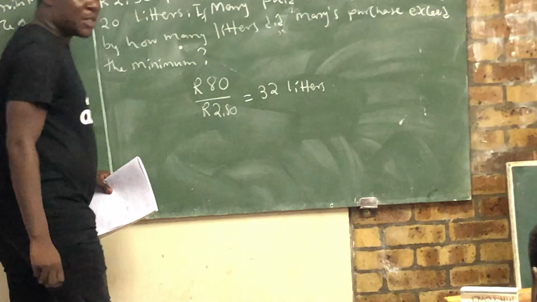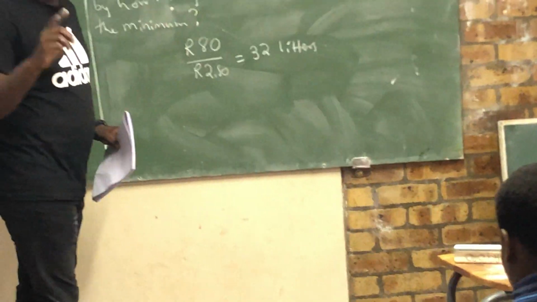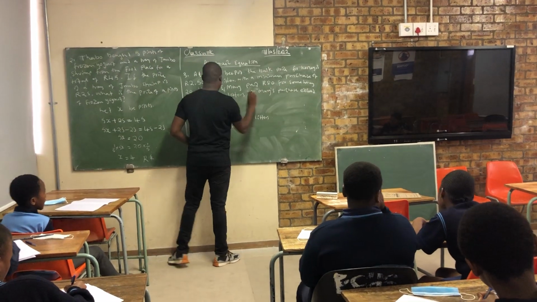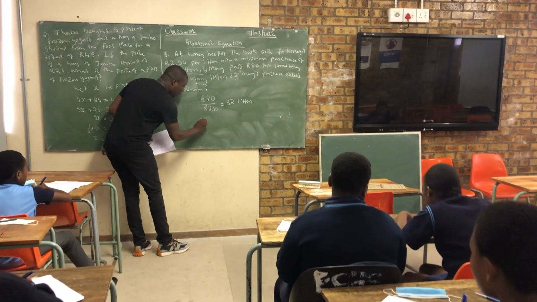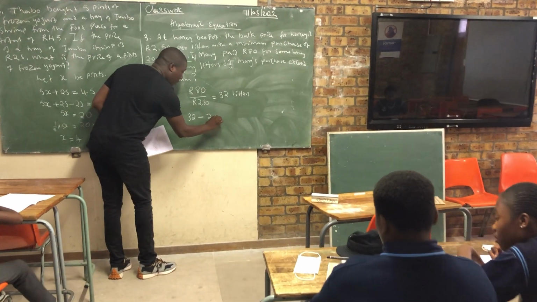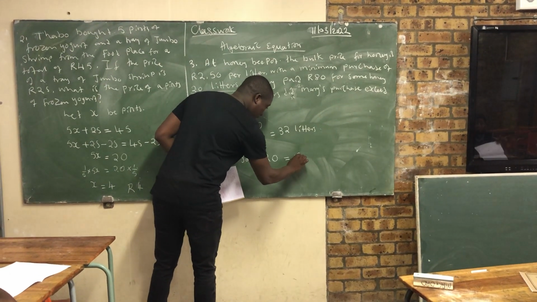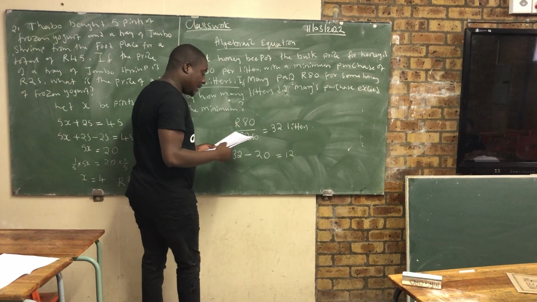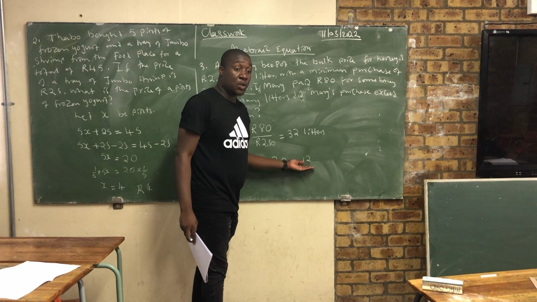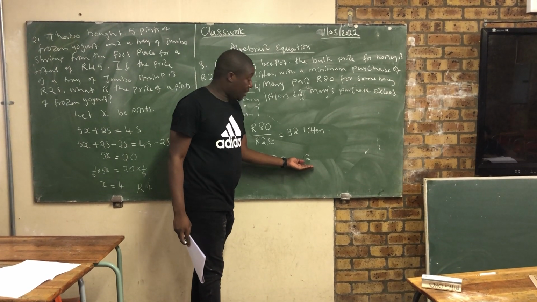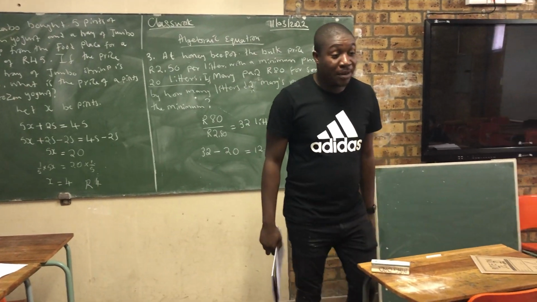So therefore, we know the minimum liters that the purchase requires is 20. Where's 20? This one. We are going to say 32 subtract 20 equals 12. So therefore, Mary exceeded the minimum purchase by 12 liters.